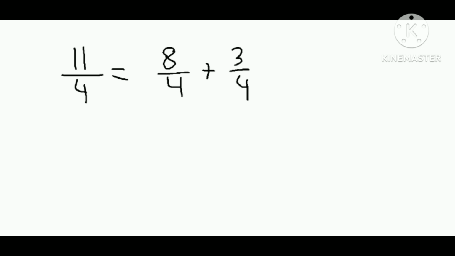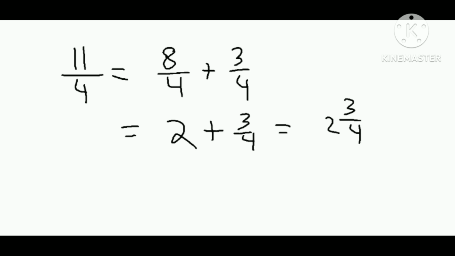Now the next thing we're going to talk about is how to convert an improper fraction to a mixed number. Let's say we have 11 over 4. How many times does 4 go into 11? 4 goes into 11 2 times. 4 times 2 is 8. So we're going to break the fraction into 8 over 4 and 3 over 4. Notice that 8 over 4 plus 3 over 4 is 11 over 4. 8 divided by 4 is 2. 2 plus 3/4 is the same as 2 3/4. So that's a simple way in which you can convert an improper fraction into a mixed number.